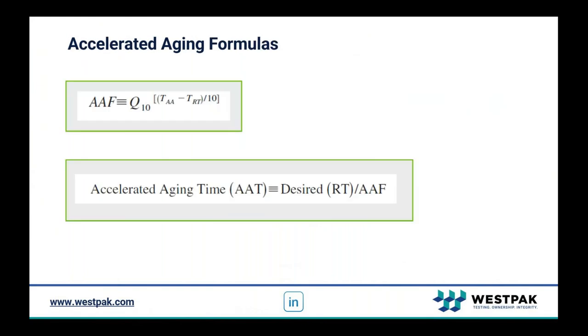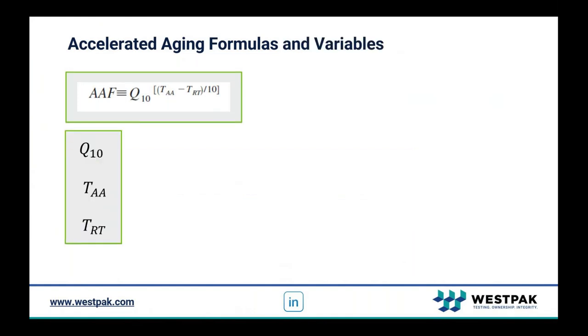So now let's talk about the formulas. There are two main formulas that are used for accelerated aging calculation. The first calculates the accelerated aging factor, which is the more complicated formula, and we'll dig into the variables on that one. And the second is the accelerated aging time. So you take the desired real-time aging and divide it by the accelerated aging factor that you calculated above.